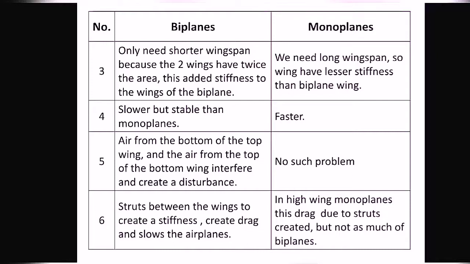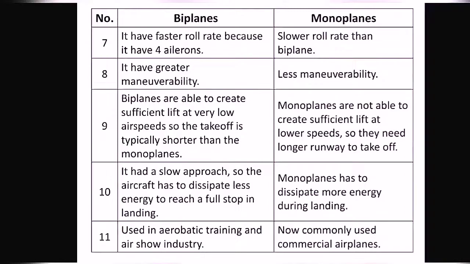To provide stiffness in the aircraft, the two wings of biplane are connected by struts, but the air will get disturbance from the struts and create more drag. That is why these planes are slower. Monoplanes also have some drag, but not as much as biplanes. Okay.